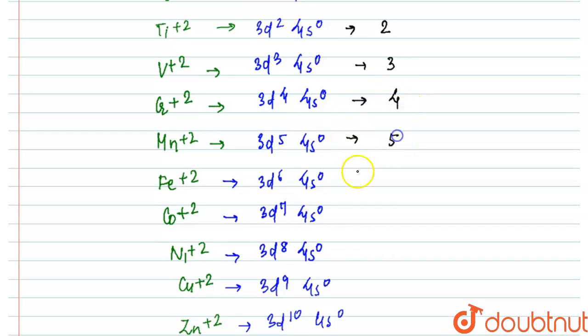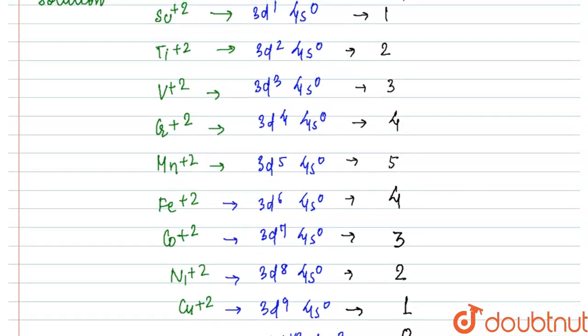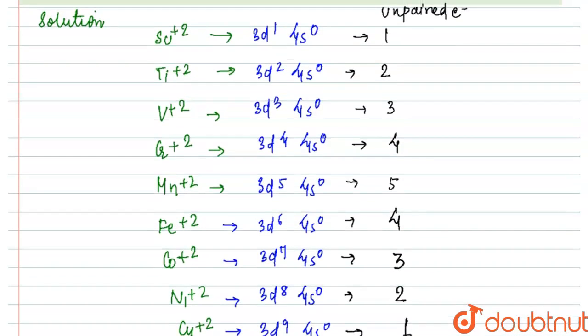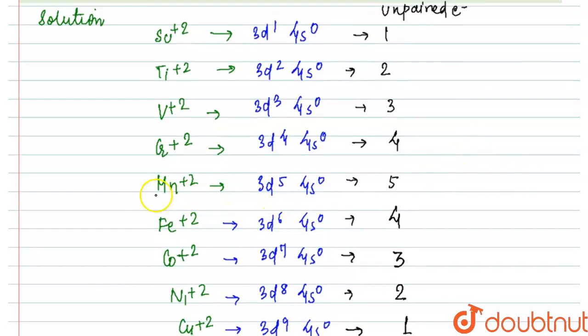So 4, and then we have 5, then we have 4. Then we have 3, then we have 2, and then we have 1, and then at last we have 0. So this is how we can write down all the unpaired electrons that are in the subshells of all these ions. Now, as we can see here, manganese has the highest number of unpaired electrons in its subshell.